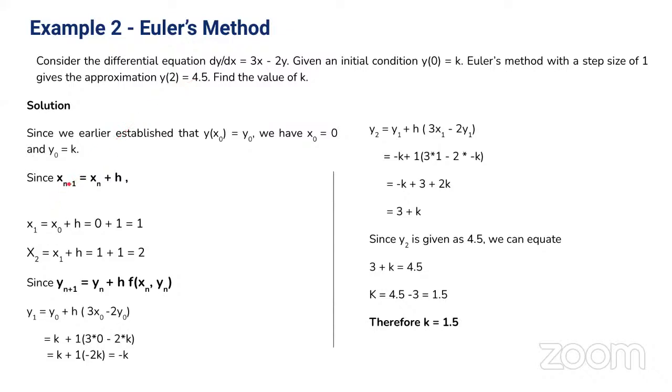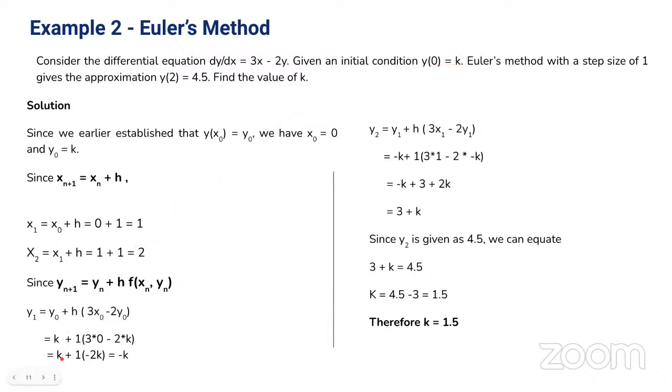Now we'll start with getting our value for x1. Our x1 is x naught plus h, which is 0 plus 1, which is 1. Our x2, also just replacing the values in the equation, is 2. Now we try to get our y1. Our y1 is going to be y naught plus h times the function of xn and yn. Now replacing h here as 1, we're provided with a step size of 1. Now we have 3x naught minus 2y naught. Our x naught is provided as 0, but remember our y naught is not given. Our y naught is represented as k, which is what we are trying to deduce.